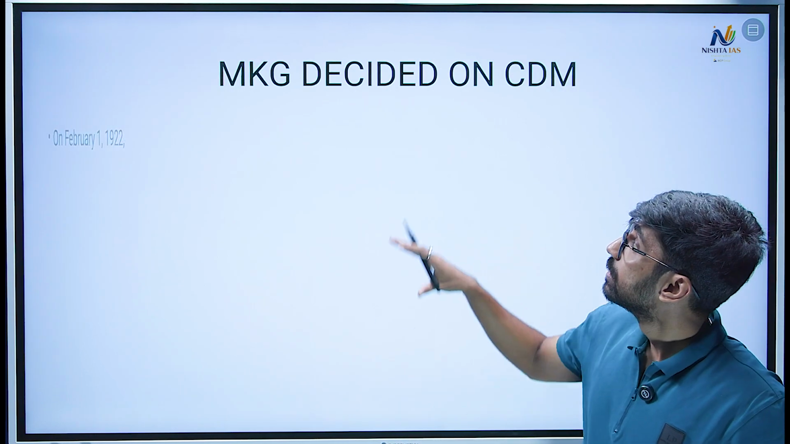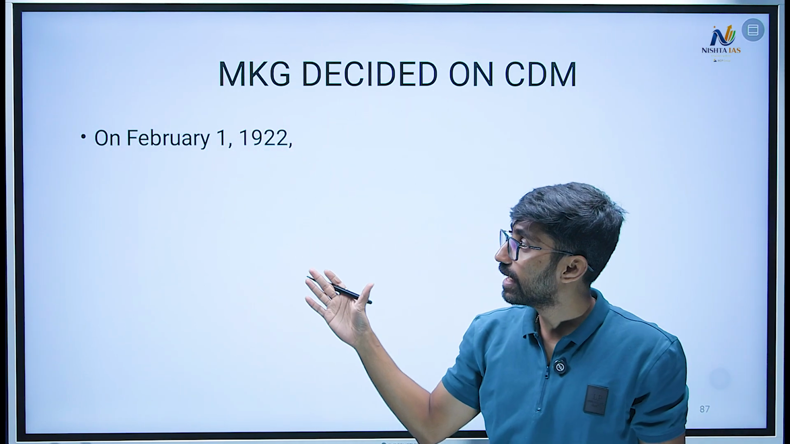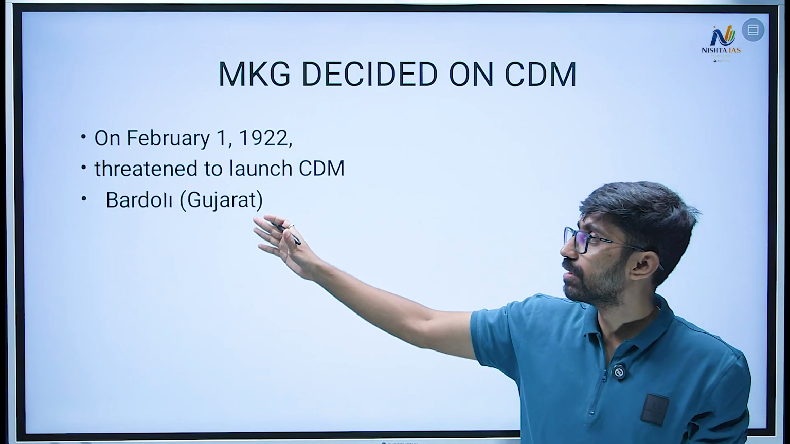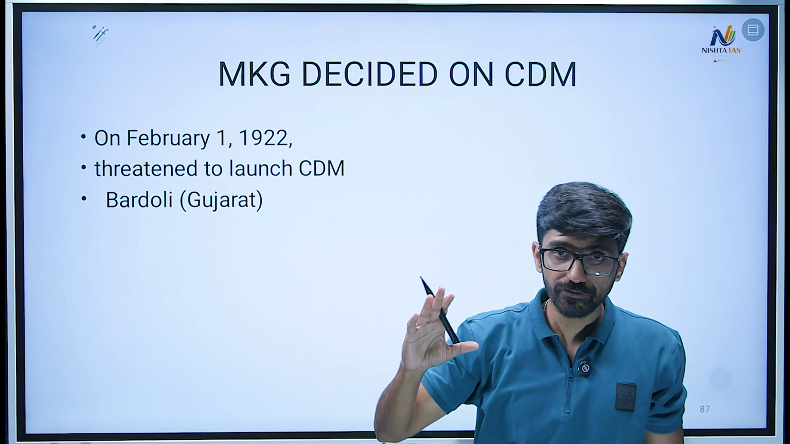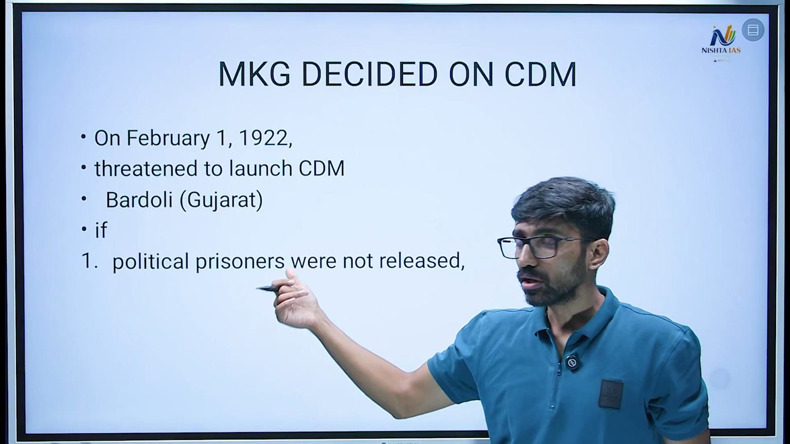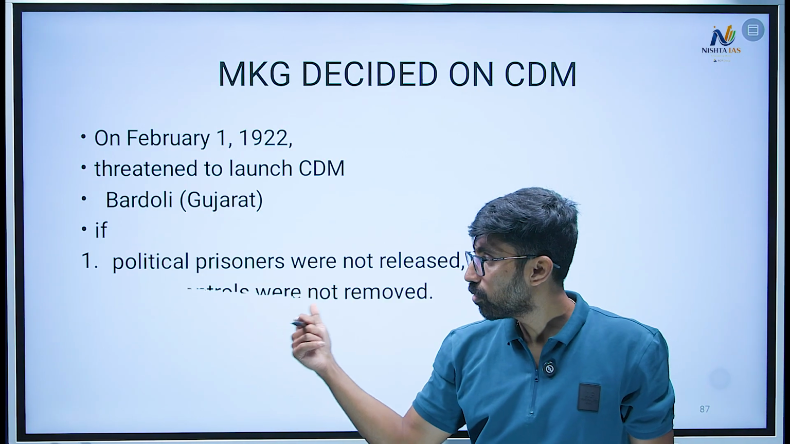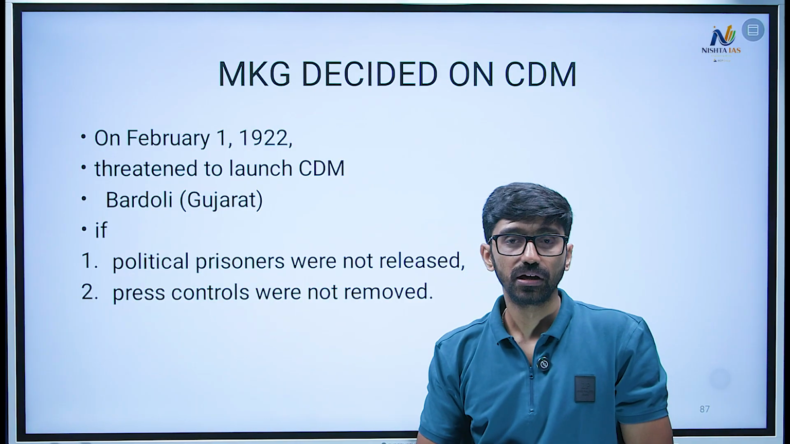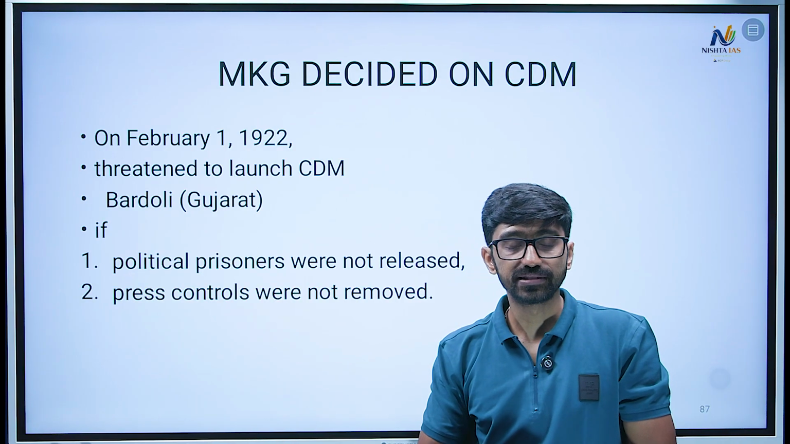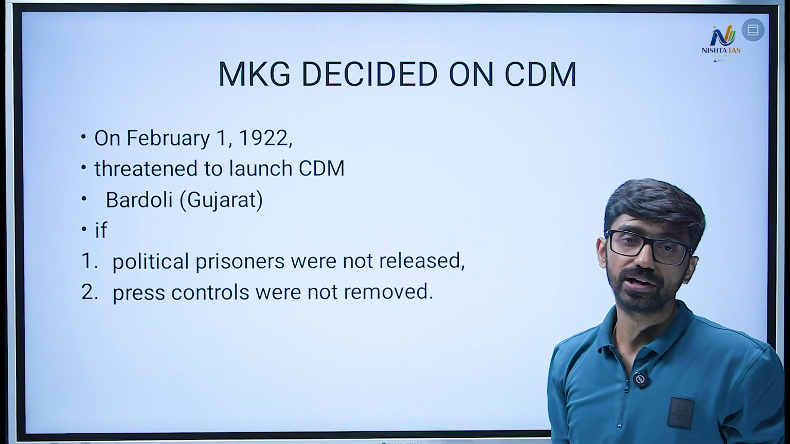Okay, and then finally Mahatma Gandhi decided on CDM on February 1st, 1922. He said that we will launch CDM from Bardoli in Gujarat if two conditions are not met. What are the two conditions? One, all the political prisoners should be released because Britishers are arresting them. Second, remove all the press controls, remove all the restrictions on the meetings. If not, we are going to launch civil disobedience movement.